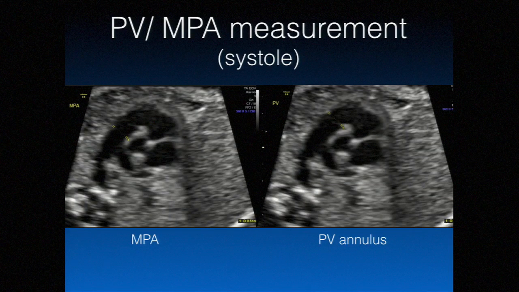I take measurements of the main pulmonary artery and branch pulmonary arteries if there's any suspicion of abnormality for the sake of completeness. So your main pulmonary artery is taken right in between the level of the branching and the pulmonary valve as well.